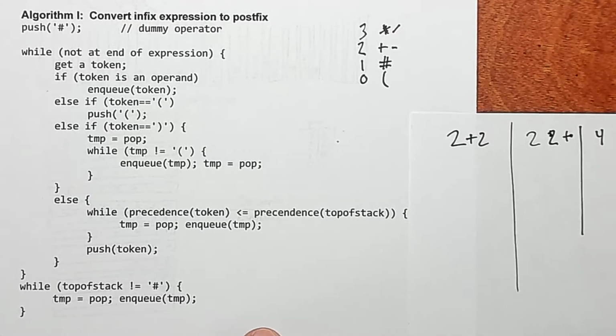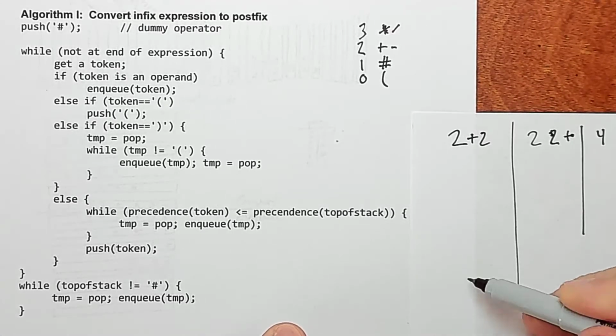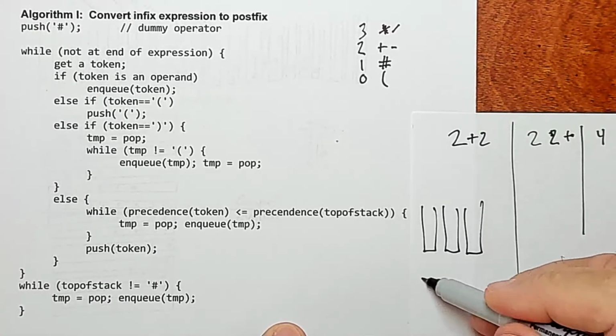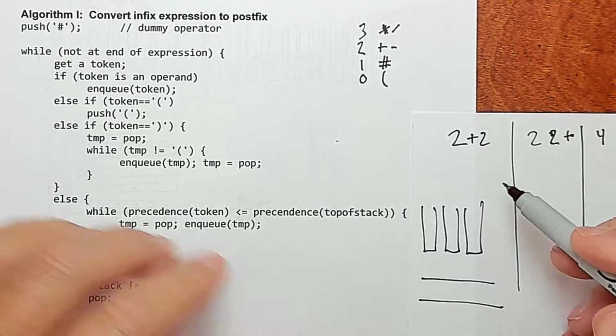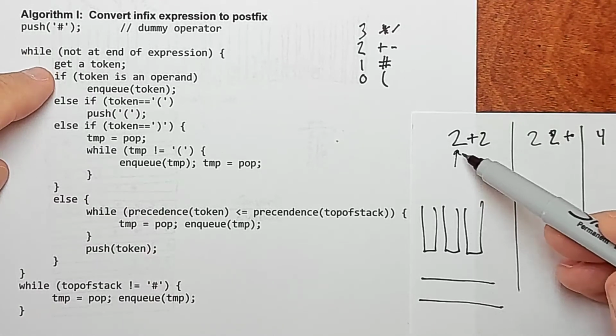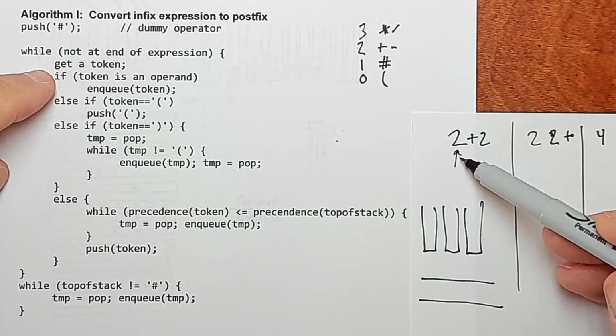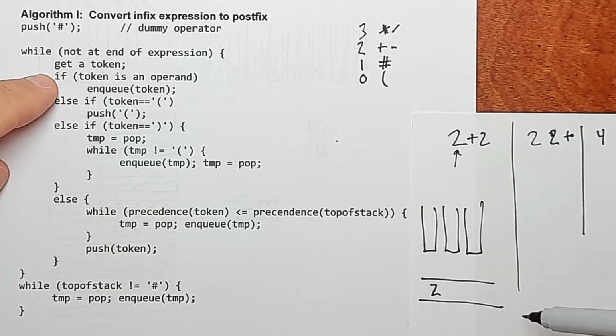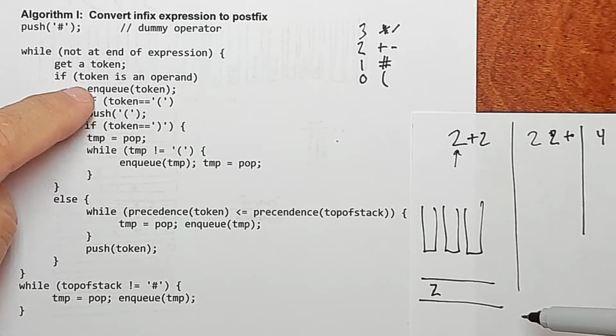All right, so we've got a stack and a queue, and so we start parsing here. We get a token, we get the 2. It's an operand, so we enqueue it. We stick it here. Then all of these else clauses are skipped, of course, because we just did the first clause of the if here.